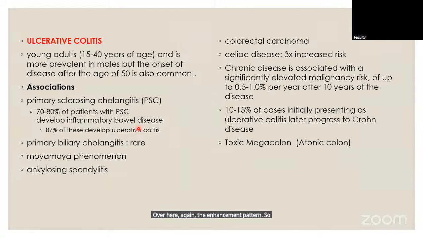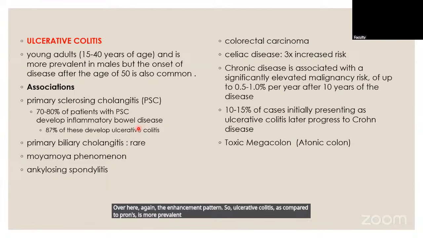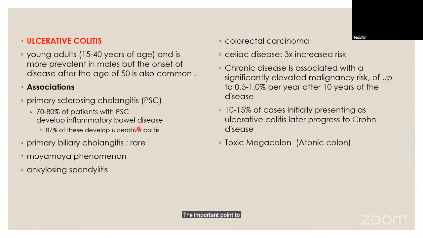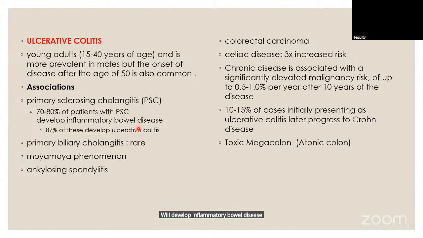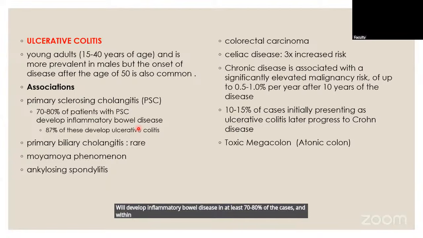So ulcerative colitis as compared to Crohn's is more prevalent in males. The important point to note is it is associated with primary sclerosing cholangitis. The patients of PSC will develop inflammatory bowel disease in at least 70 to 80% of the cases. And within these 80% cases, 87% of these patients can develop ulcerative colitis. So ulcerative colitis is more predominant as a form of IBD in a patient of primary sclerosing cholangitis.